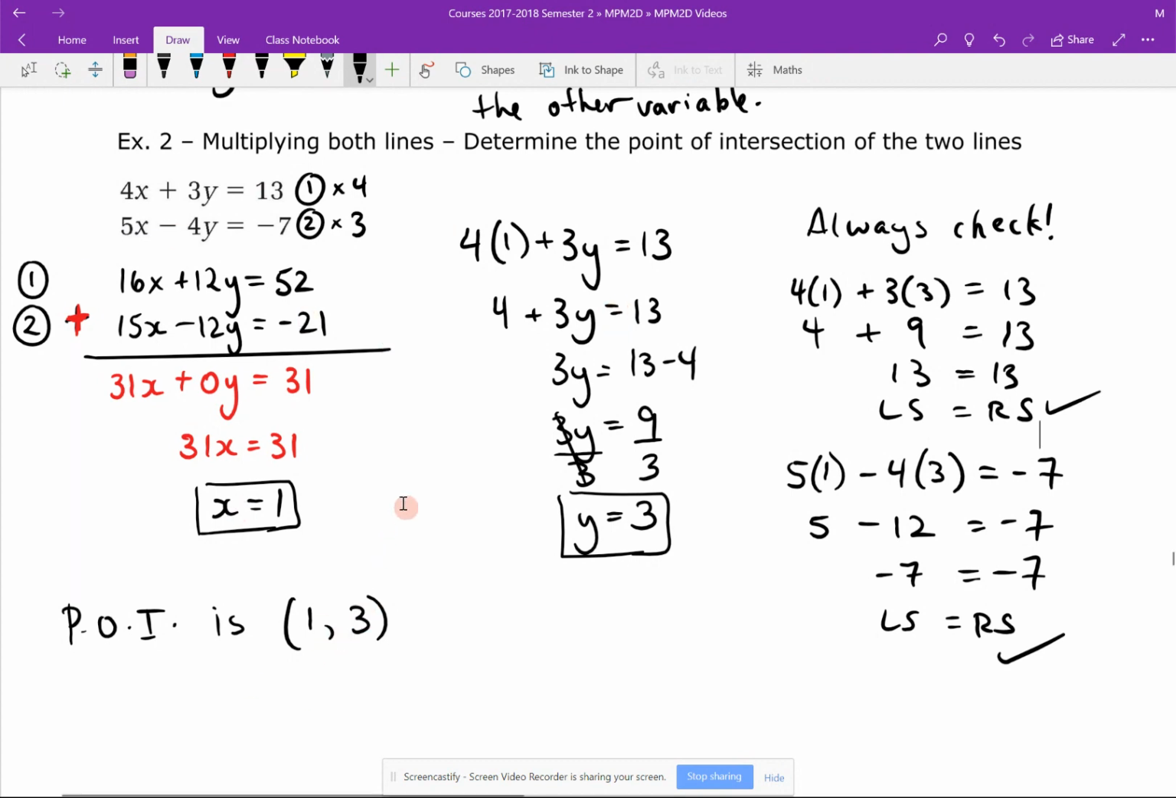Okay, so those are 2 examples on solving with elimination. And that ends this video.